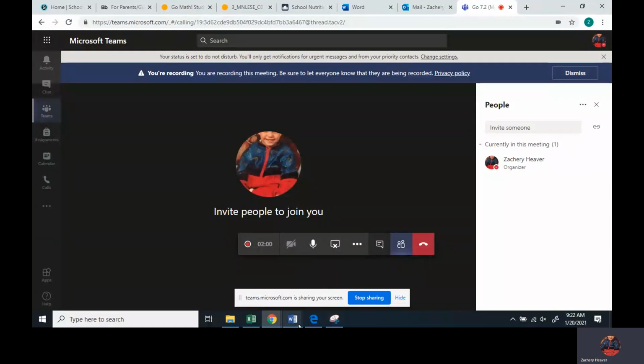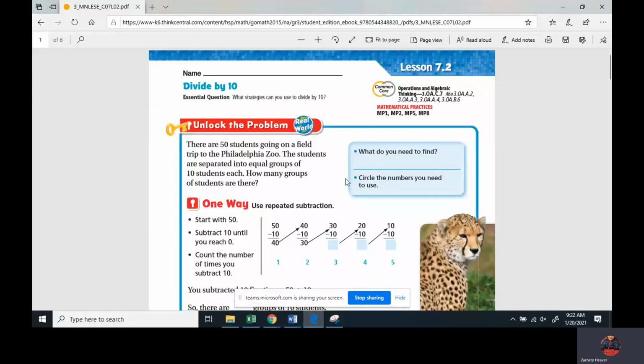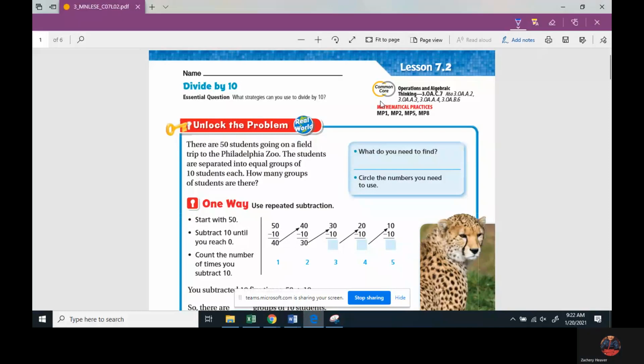There we go. Okay, so we're looking at 7.2 and it's dividing by 10. We talked about it earlier just a minute ago, and it's going to show us a few different ways. Okay, the first way is repeated subtraction.